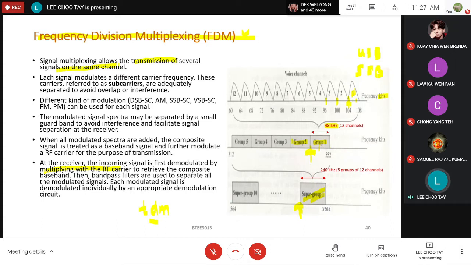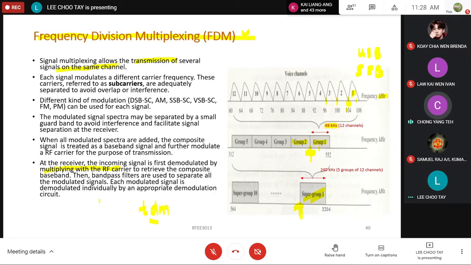Just now when we transmit, we multiply one time, two times, three times. So at the receiver, we again multiply three times, but in the reverse order. And then to recover this one, use low pass filtering. So it's the same concept as for individual signal modulation. Any questions on frequency division multiplexing before I move on?